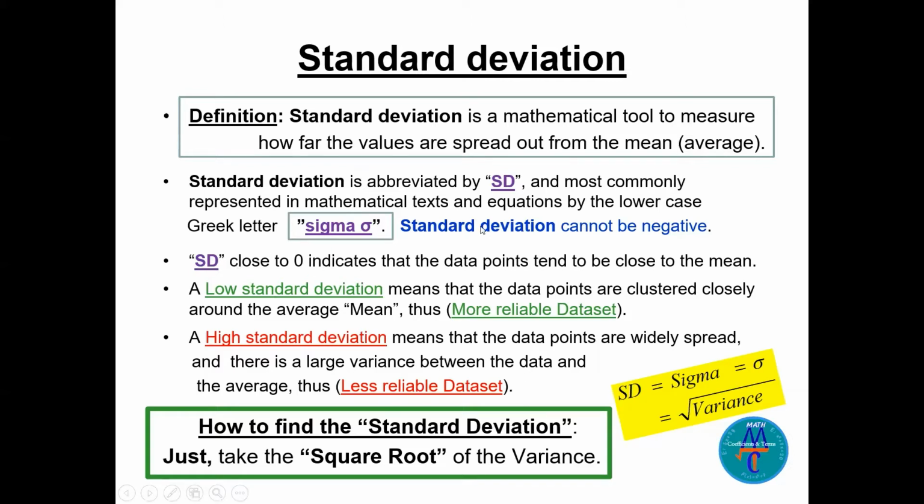Standard deviation cannot be negative, so it will always be a positive number. Standard deviation close to 0 indicates that the data points tend to be close to the mean. If you get a low standard deviation, a low number, it means a more reliable data set. If you get a high standard deviation, a less reliable data set. How to find standard deviation, I explained before. Just one step, take the square root of the variance, but you have to find the variance with many steps, as I explained before.